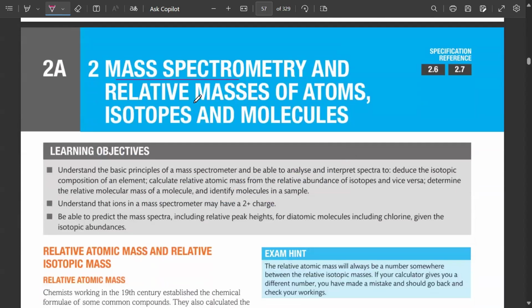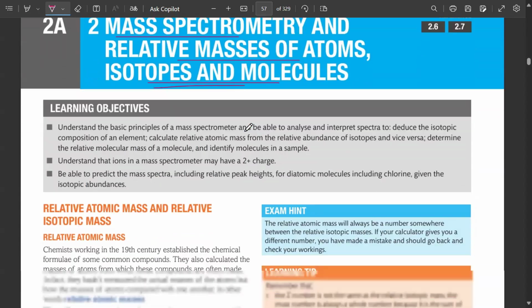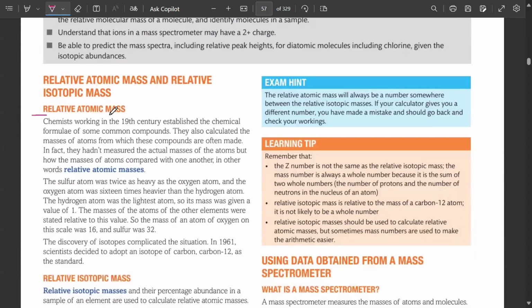Mass spectrometry and relative masses of atoms, isotopes, and molecules. Now, what is relative atomic mass? Can you define it? Relative atomic mass. Yes. It's the average mass of an atom. Simple as that. Yes.